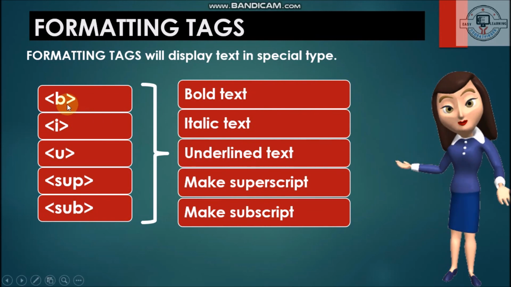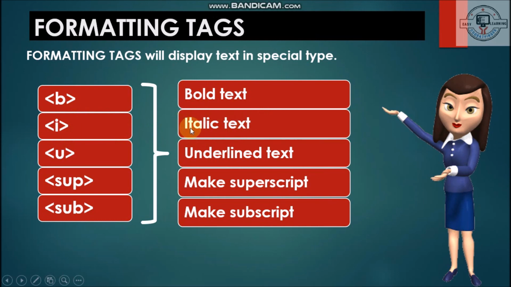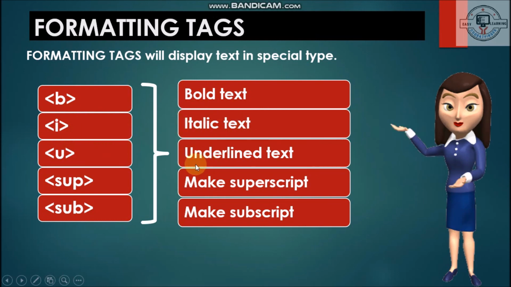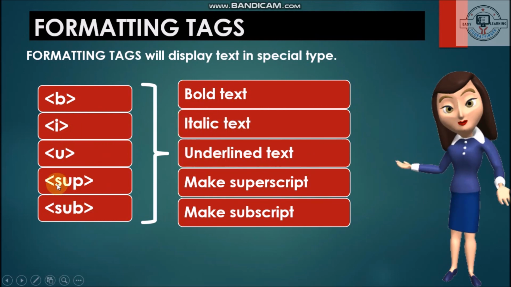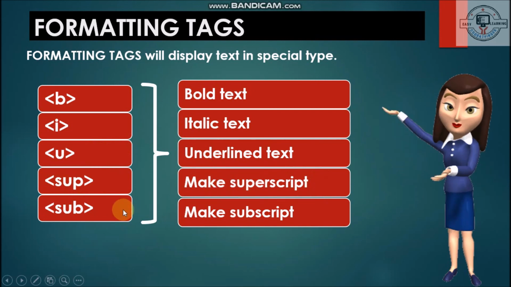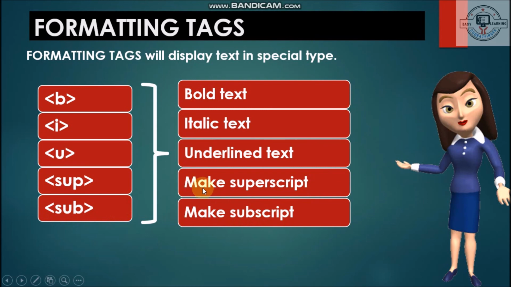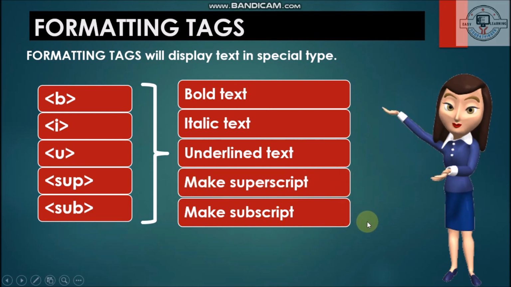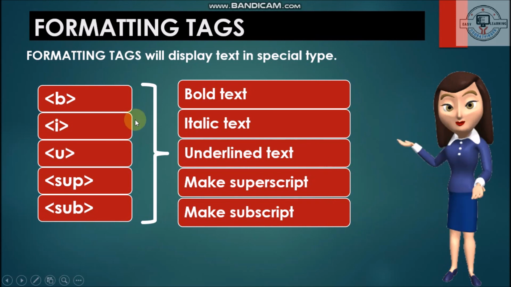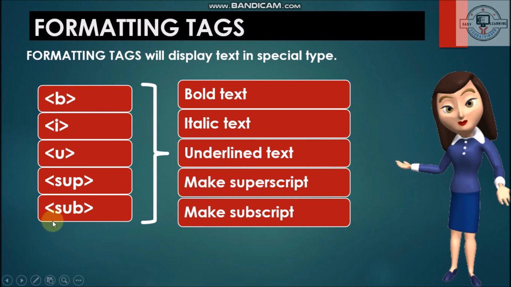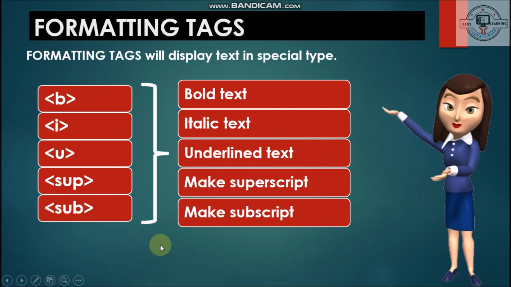B is used to bold the text. I is used to make the text italic. U underlines the text. Sup makes superscript. Sub makes subscript. These tags will be used when you want to write a mathematical formula or chemical formula. These are not limited to this, there are many more, which we will do in other sections.